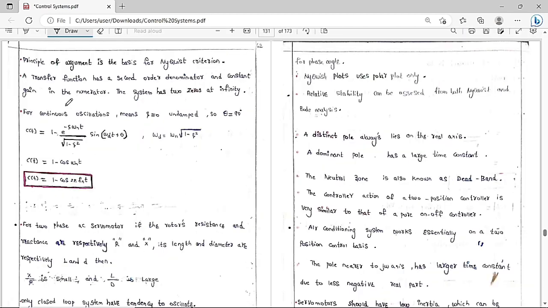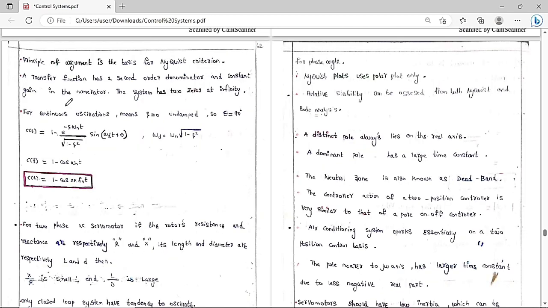The next point is that the principle of argument is the basis for the Nyquist criterion. I have already told you about the Nyquist criterion. So the principle of argument is the basis for the Nyquist criterion.